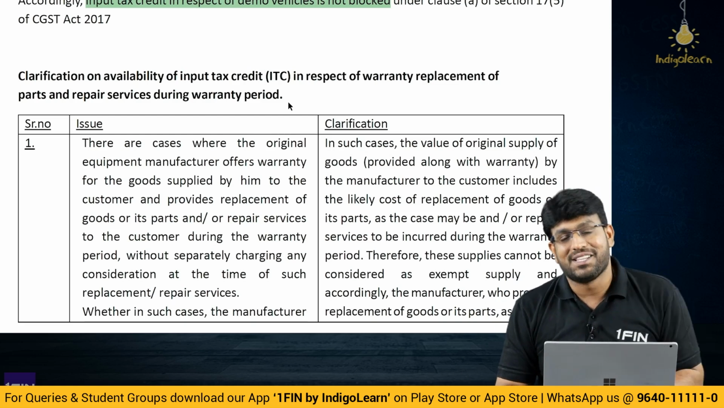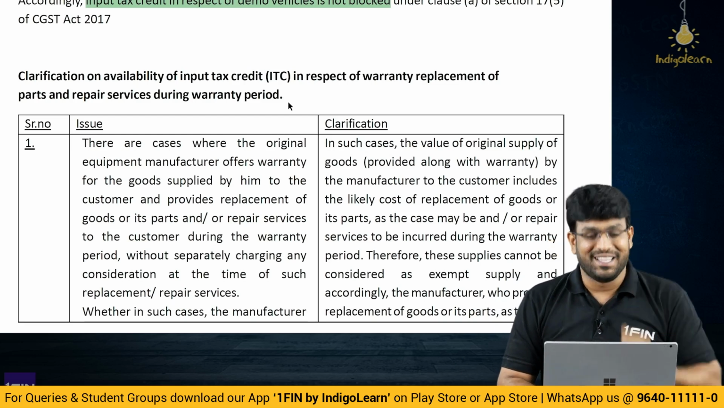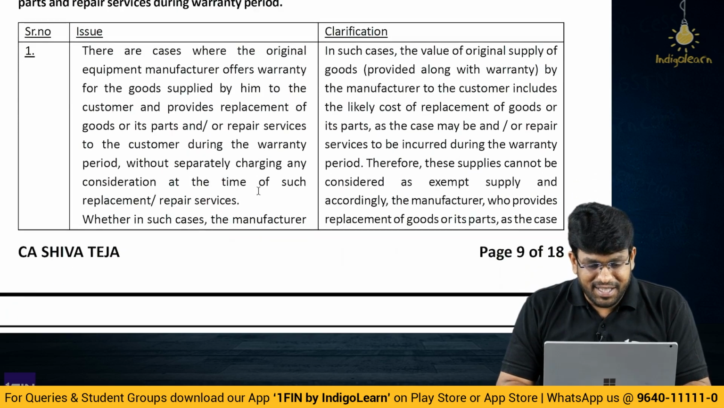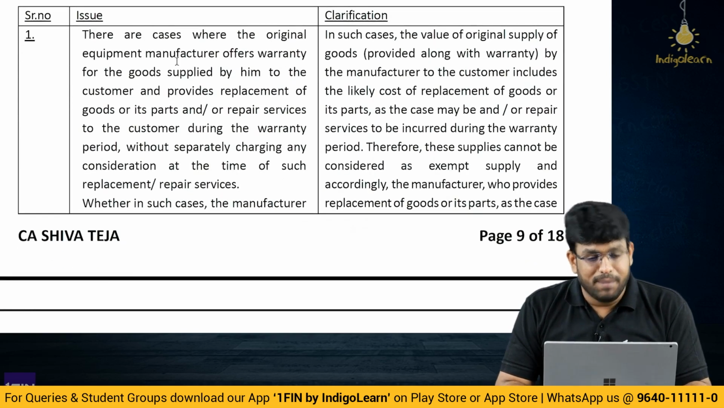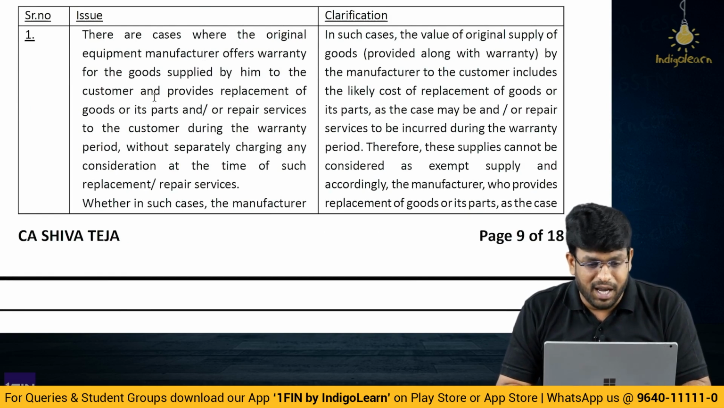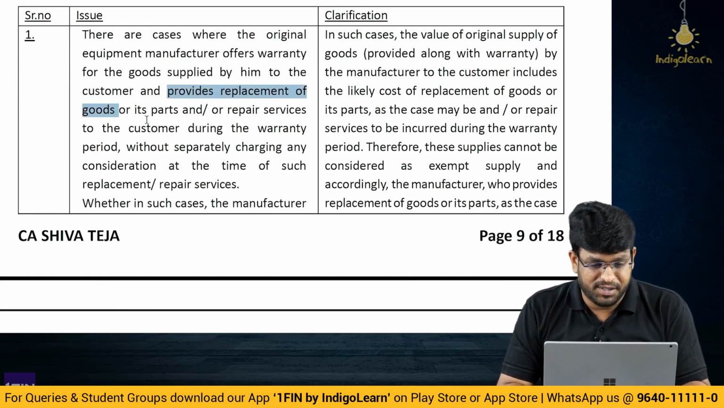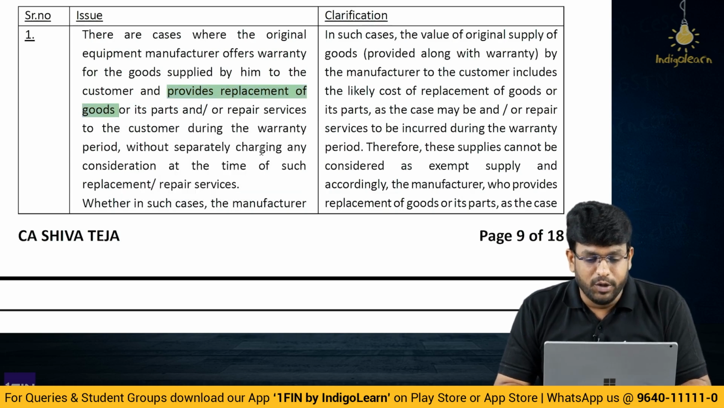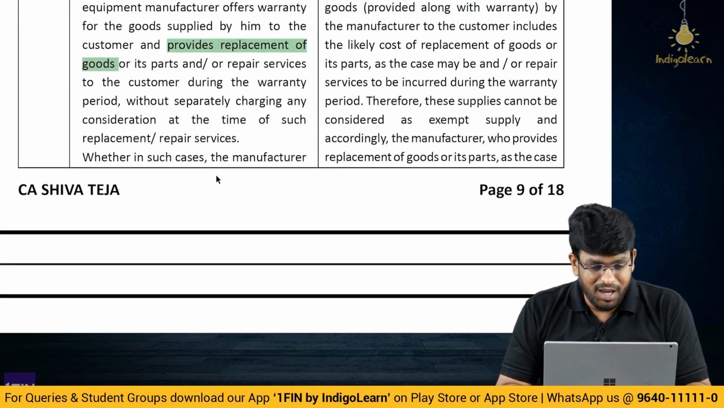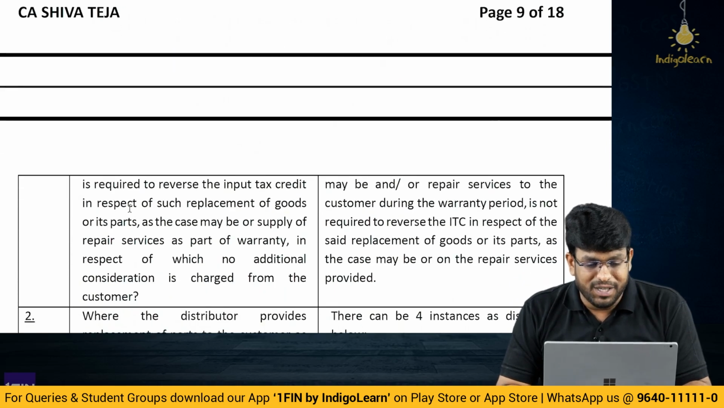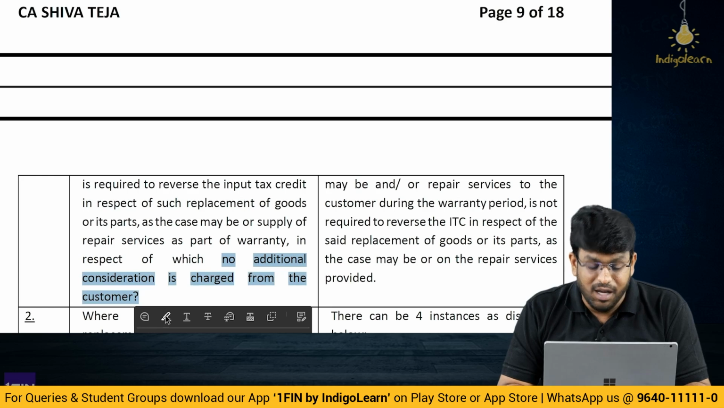Now there is a car dealer who is working on behalf of the car manufacturing company who provides replacements of the parts. How does he do it? See that. There are cases where the original equipment manufacturer offers warranty for the goods supplied by him to the customer and provides a replacement of parts or goods to the customer during the warranty period without separately charging any consideration. Obviously, whether the manufacturer is required to reverse the ITC in respect of replacement of goods or parts, as the case may be, or supply of repair service in respect of which no consideration is charged from the customer.